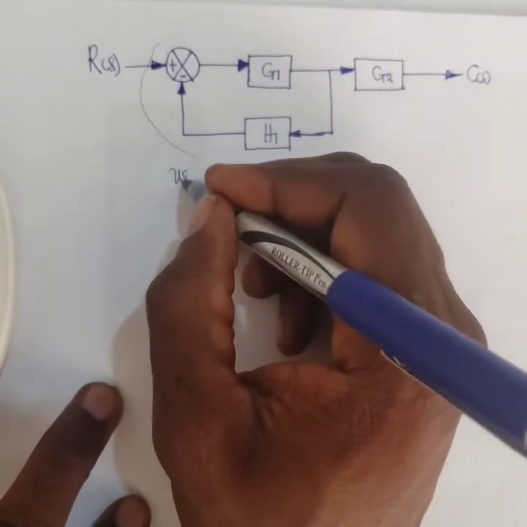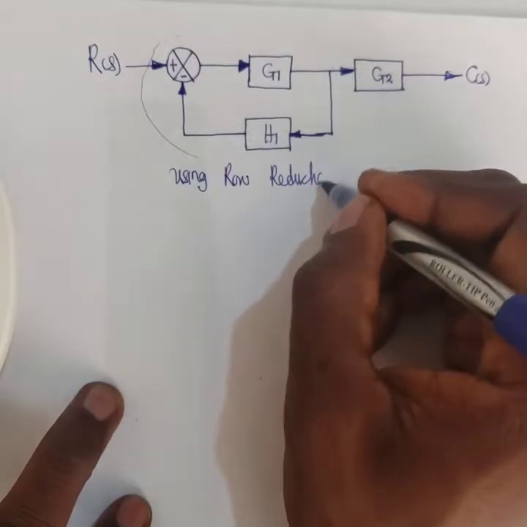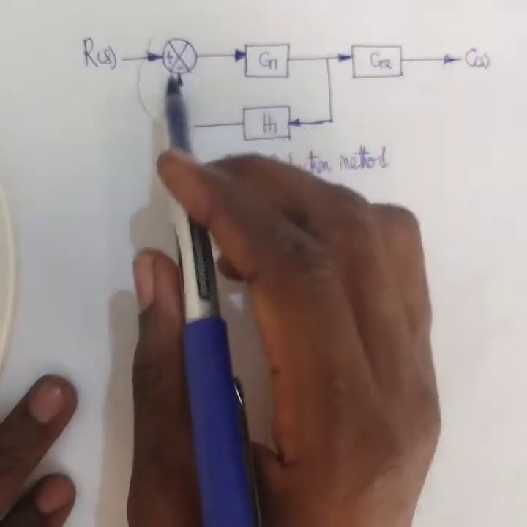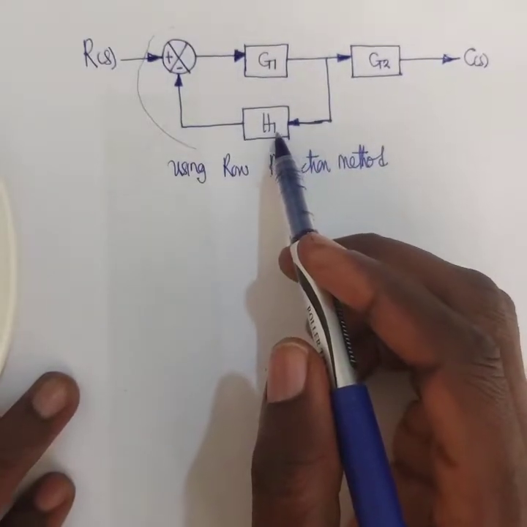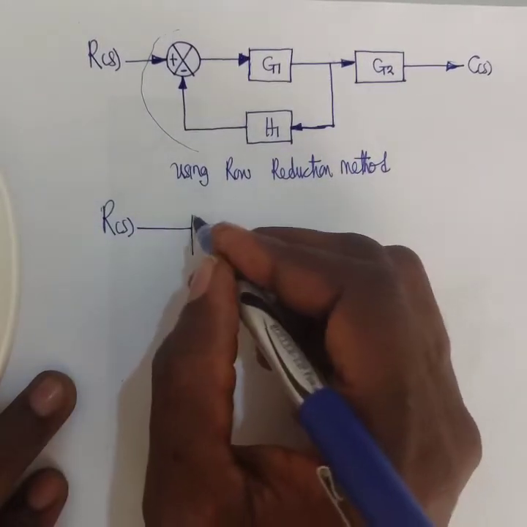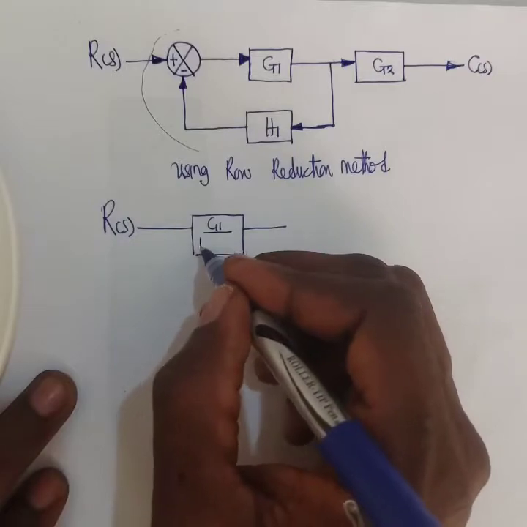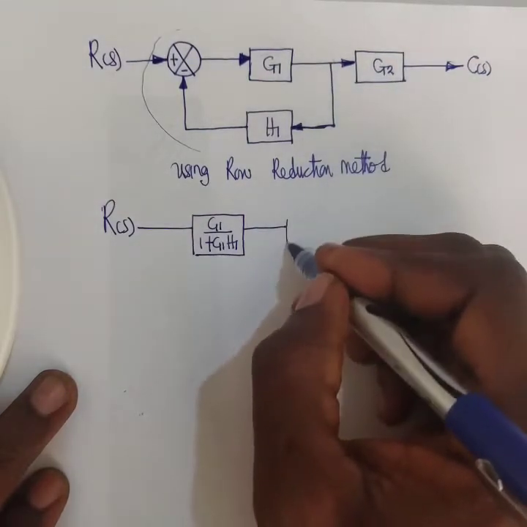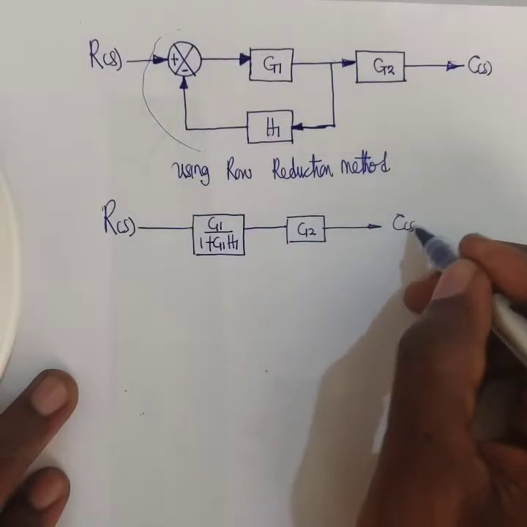row reduction method. So if I should use my row reduction method, now I'm going to reduce everything from here to give us G1 all over 1 plus G1 H1. So I'm going to be having this diagram next. Then this one is going to be G1 all over 1 plus G1 H1. I've reduced everything here. Then we still have this other element of G2 and our output signal of C(s).